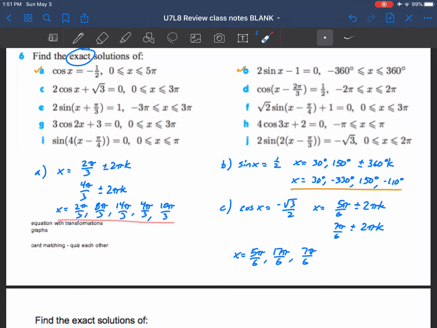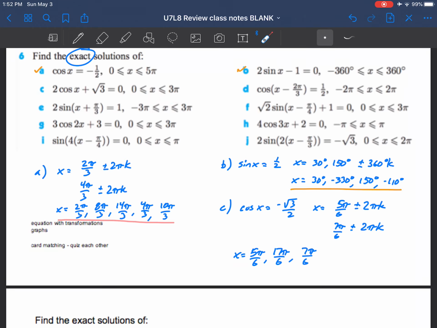All right? So maybe I'm going a little bit fast, but these two answers come from this general solution, right? So I take 5 pi over 6. I know I can't subtract 2 pi because that would be less than 0. If I add 2 pi to 5 pi over 6, I get this. That works. If I try and add 2 pi again, no, it doesn't work. It's outside of the range here. It's bigger than 3 pi.